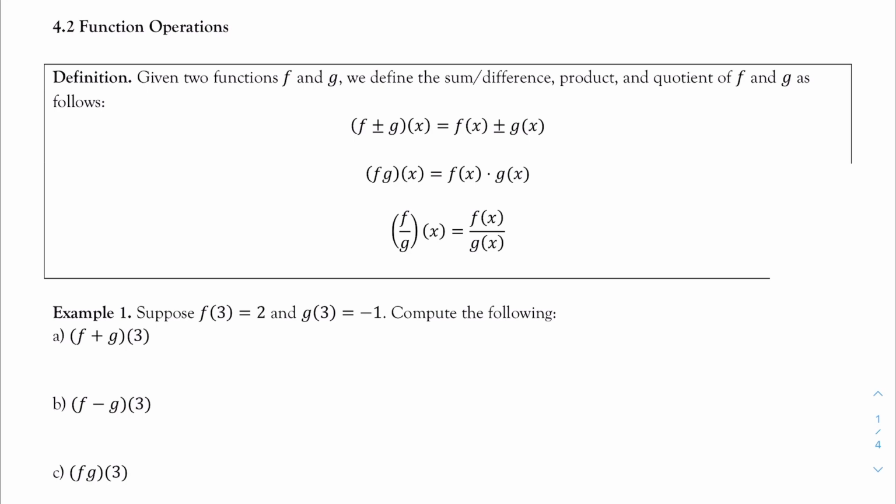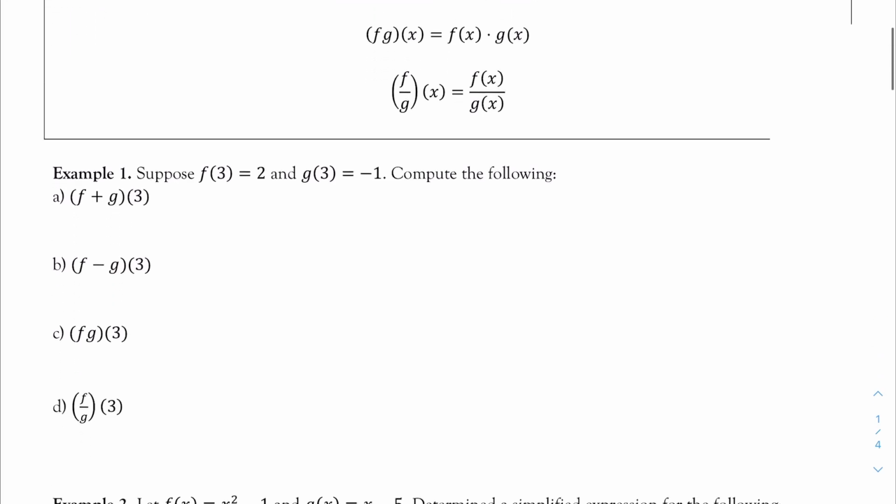We can see here in the second line, this is f times g of x, which we define to be f of x times g of x. Similarly, f divided by g of x, this is f of x over g of x. This is how we're translating our new notation. So, since we are familiar now with this notation, let's go ahead and look at example 1.